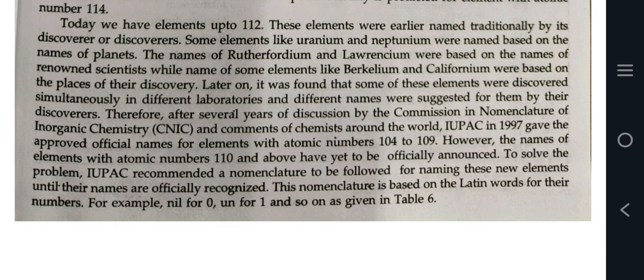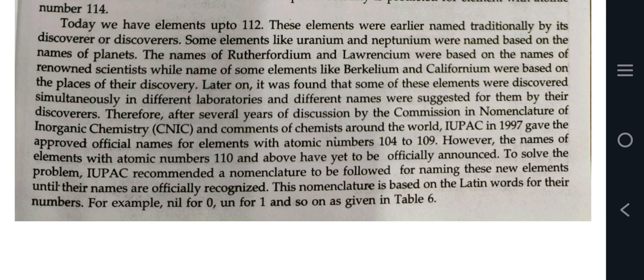These elements were earlier named traditionally by their discoverer or discoverers. Some elements like uranium and neptunium were named based on the names of planets. The names of rutherfordium and lawrencium were based on the names of two renowned scientists, while the names of some elements like berkelium and californium were based on the place of their discovery.